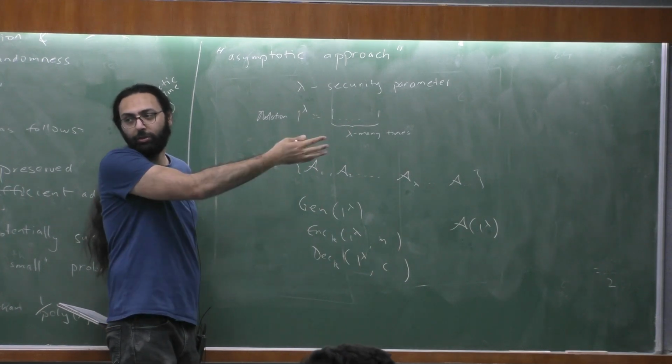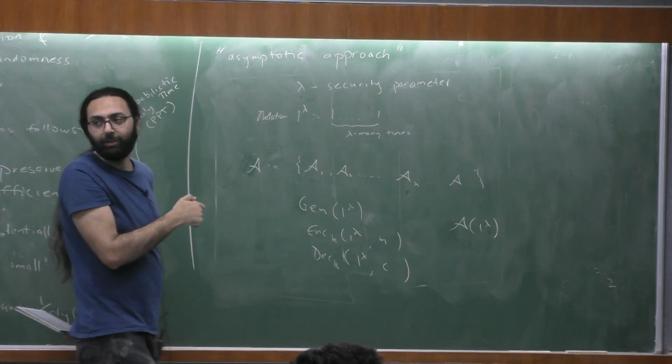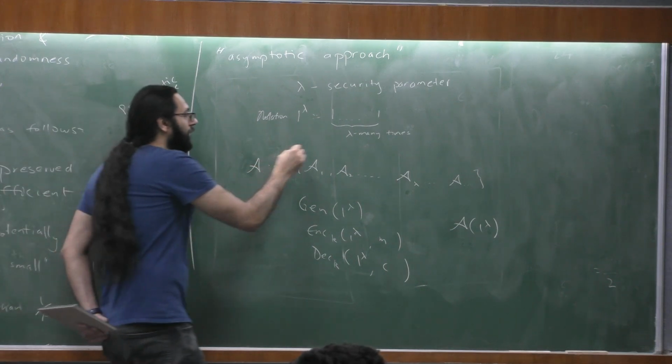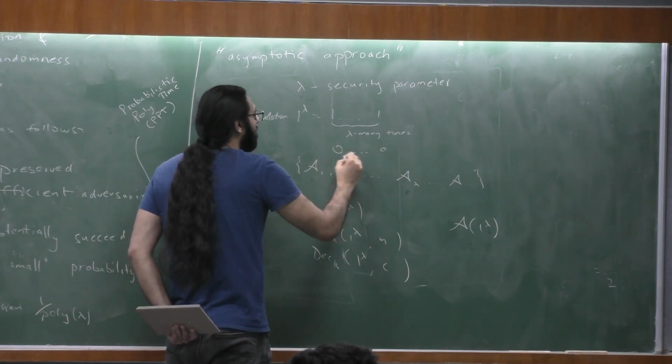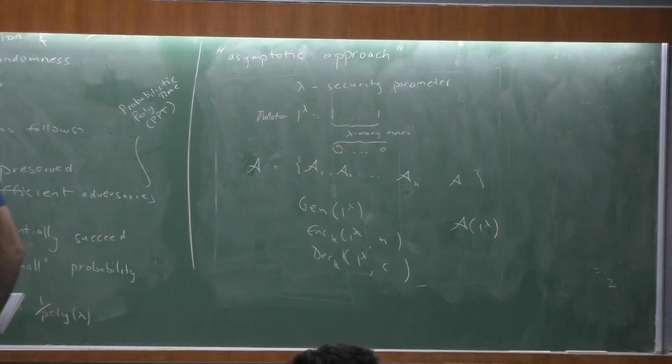So you could take 0 lambda many times, you could take 1, whatever symbol you want. It's just out of convenience. There's no distinction. If you just write lambda, then storing the number lambda itself takes log of lambda bits. So then it will not run in poly of lambda, it would run poly in log lambda. So that's why you want to just put 1, 1, 1. Is that okay?